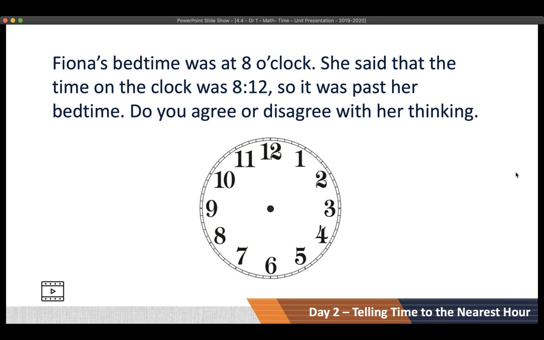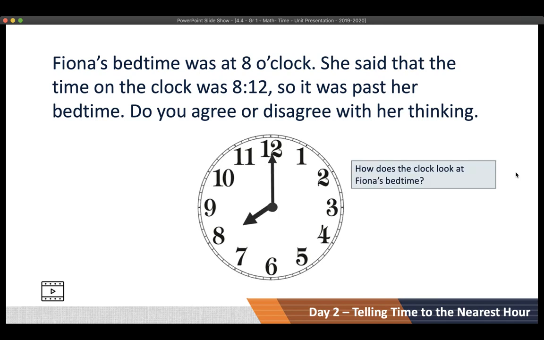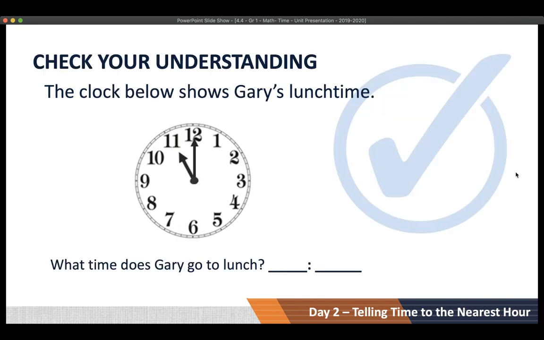So let's see what time it should show for 8 o'clock. So for 8 o'clock, the hour hand should be on the 8, and the minute hand should be on the 12, because it's 0 minutes into the new hour of 8 o'clock. When the minute hand is on the 12, it does not mean 12 minutes. It means 0 minutes. See, our hour hand is the short one, and our minute hand is the long one.